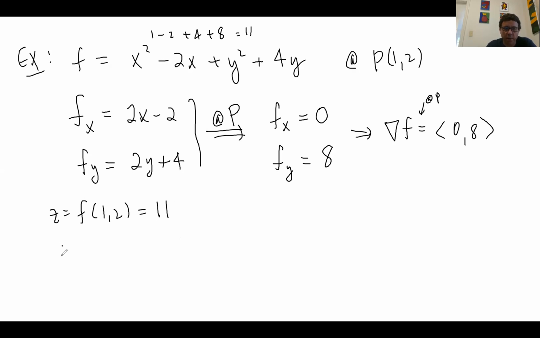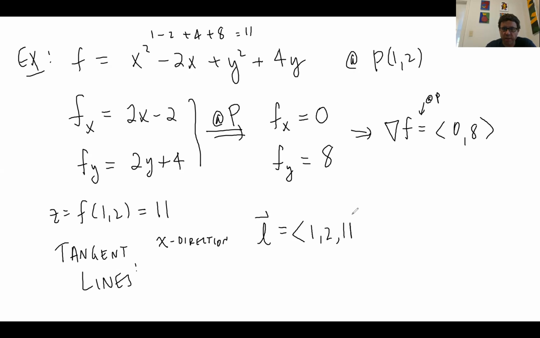So when I try to figure out my tangent lines, then we'll actually do 3 of them. I haven't given you what the u direction is, but if I look for the x direction, then the line will be 1, 2, 11. That's my point. And t times the direction vector for x.